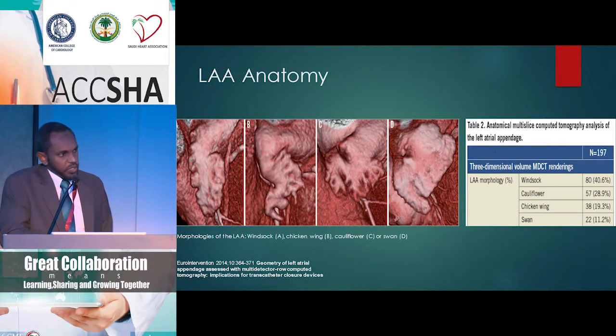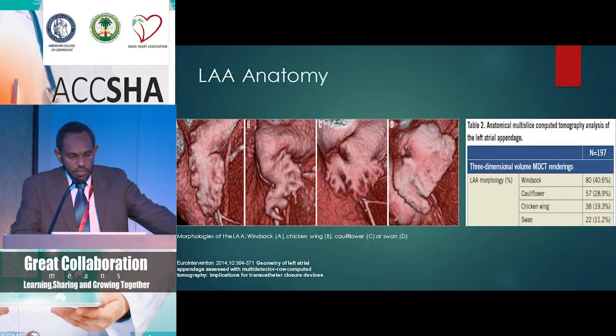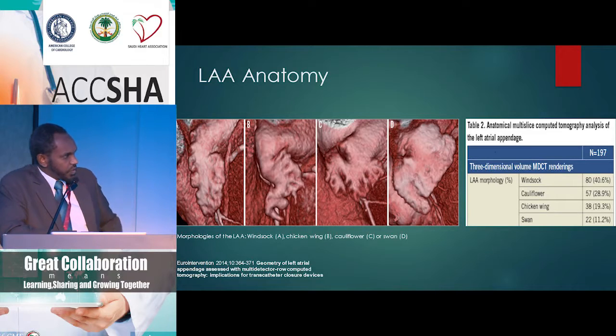So the left atrial anatomy has been described in multiple series with different terminologies. But in this series, basically, they classified into 4 groups the shape of the left atrium, the morphology. This was done using multimodality CT and multi-detector CT scan. The first was the windsock group, which is basically a long, elongated shape of the left atrial appendage. And then you have the chicken wing, which involves an acute curvature of the left atrial appendage. Then you have the cauliflower, which is multi-lobed, and then the swan.